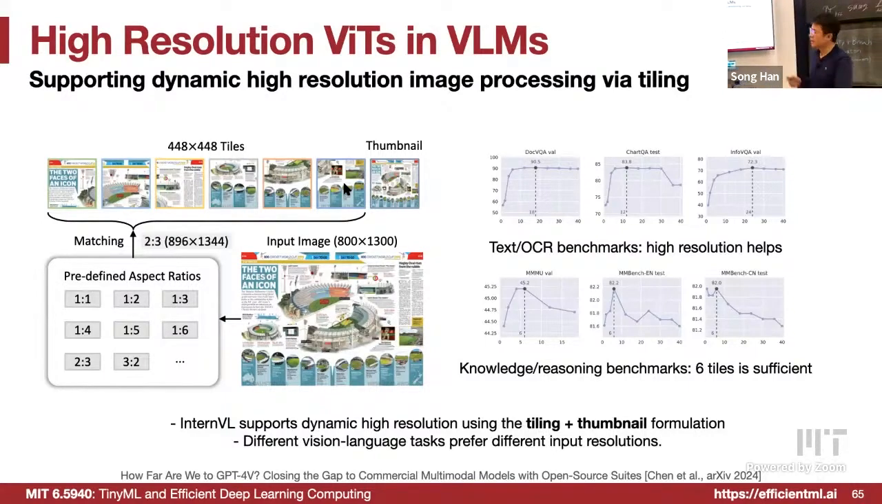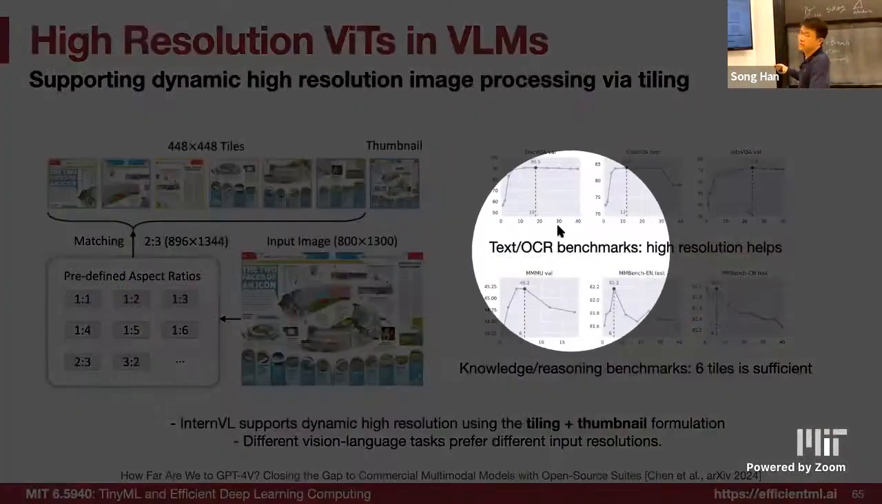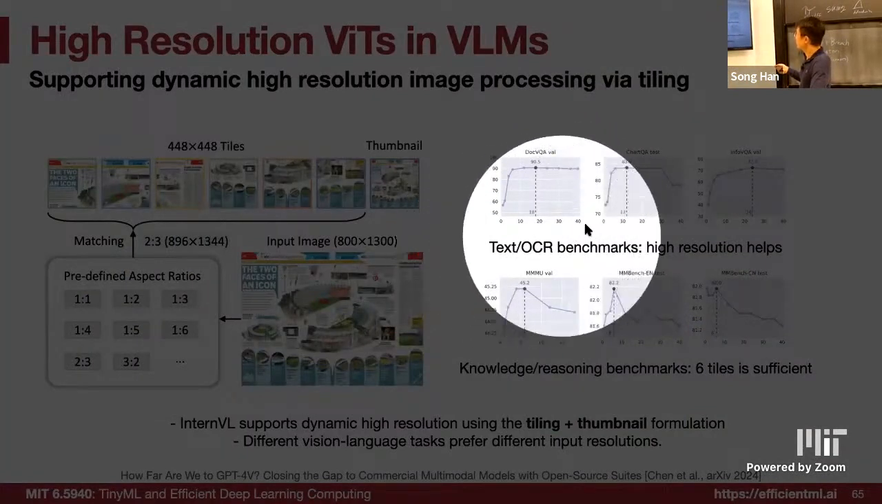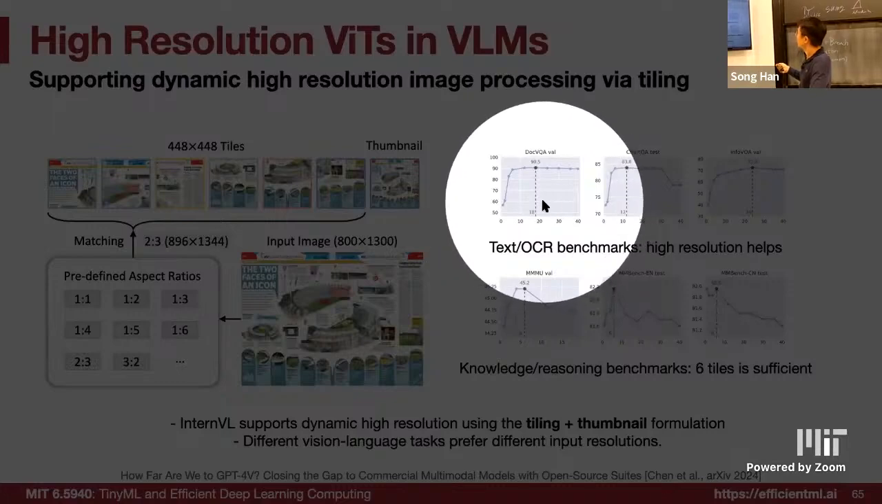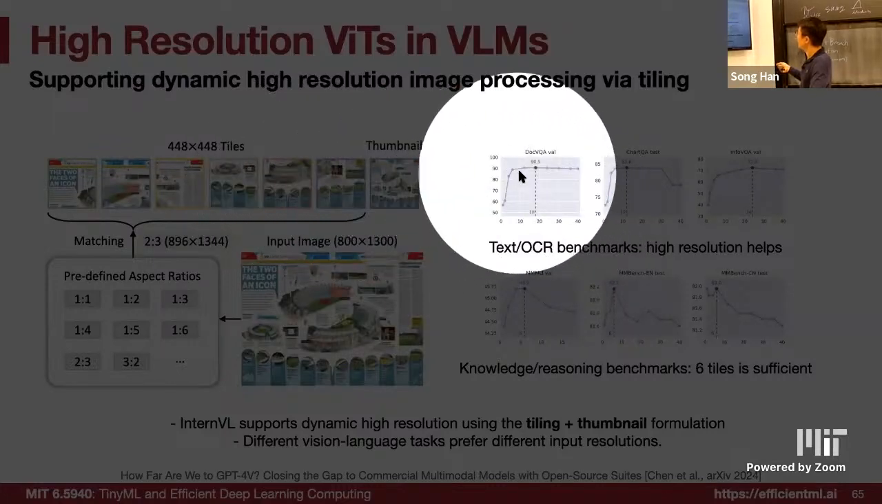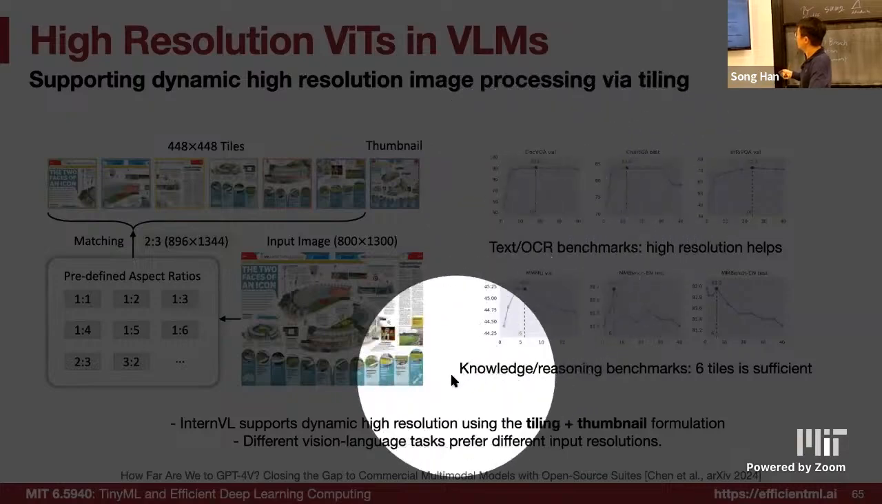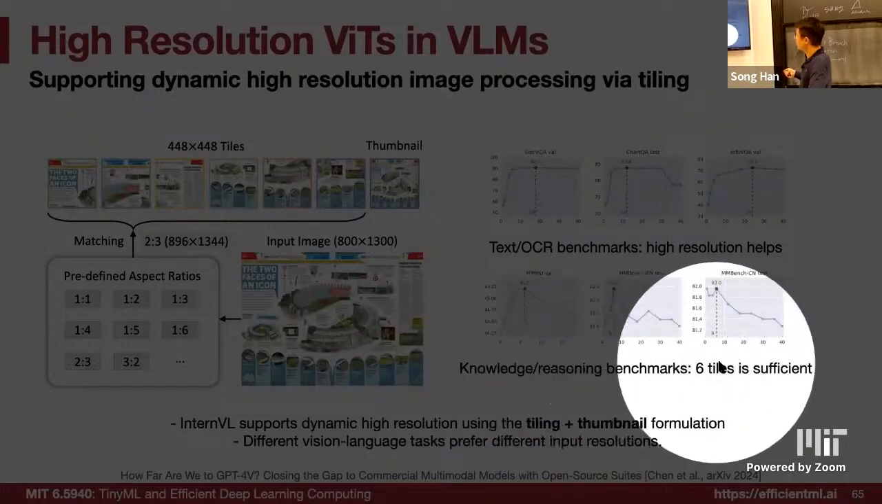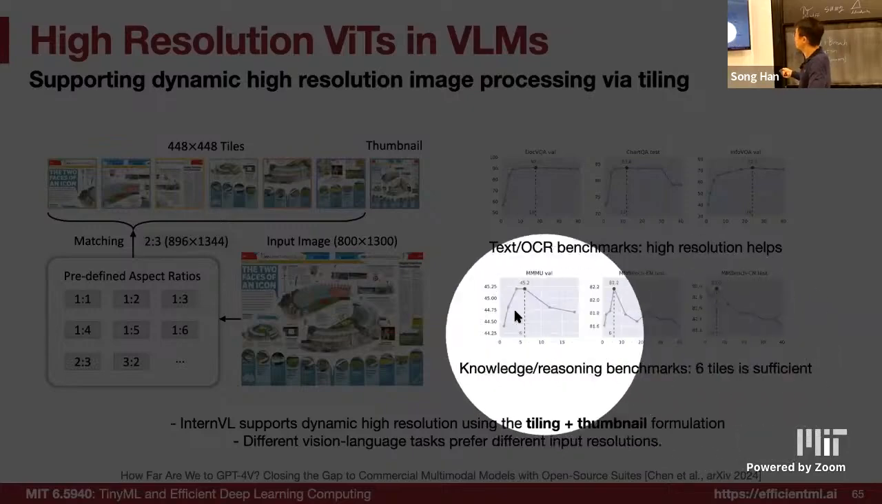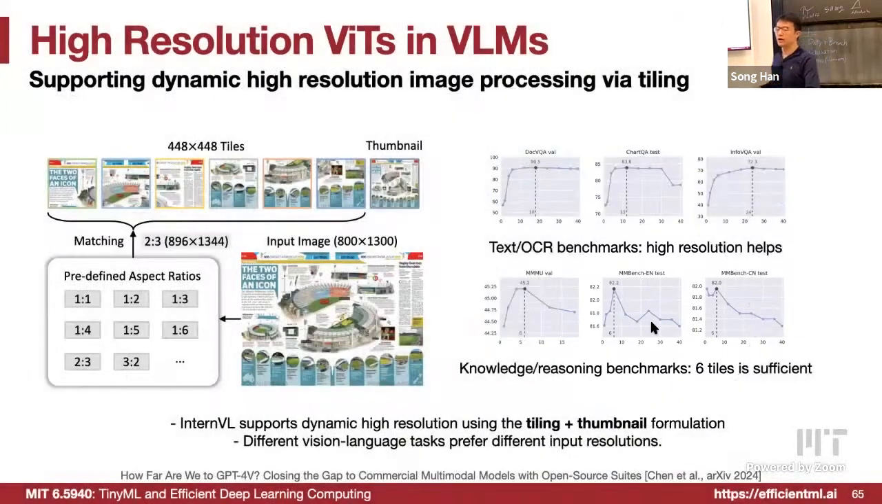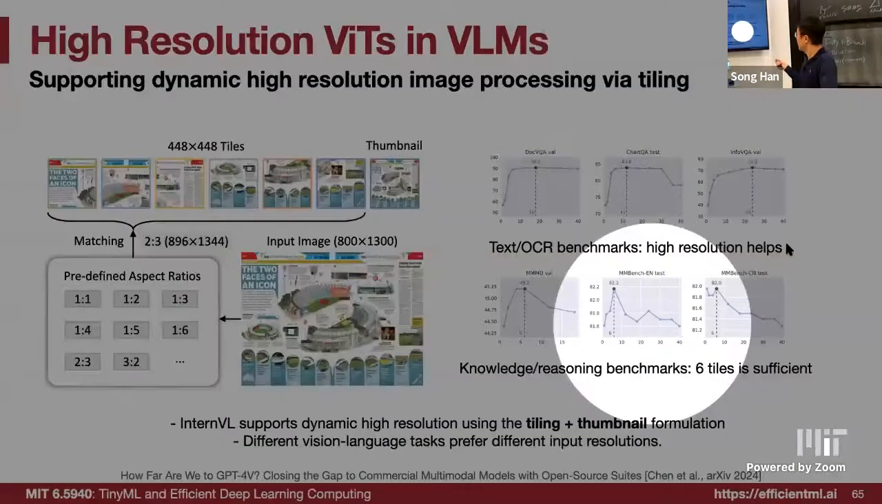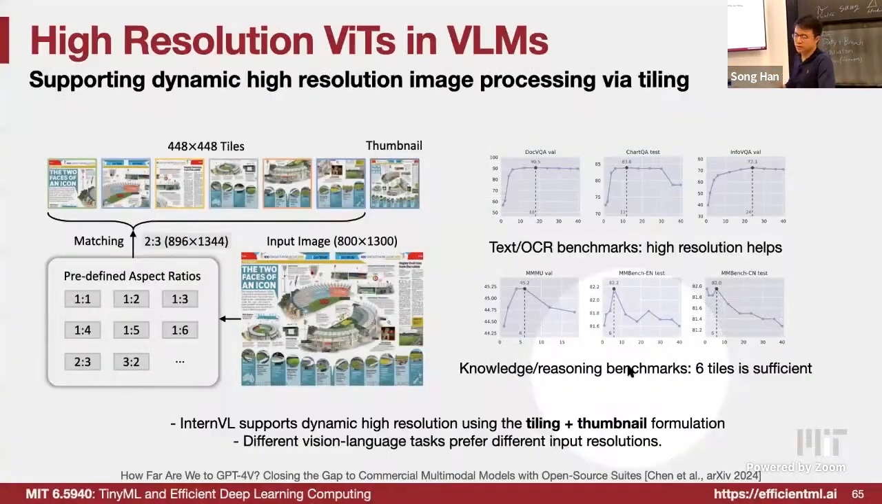Now one image becomes multiple images, and we can process them one by one by concatenating the tokens. Interestingly, we find different benchmarks have different results. For text and OCR benchmarks, high resolution helps a lot: as we increase the resolution, the number of patches, the number of tiles, the accuracy is pretty high. For some tasks like knowledge and reasoning benchmarks, 6 tiles is sufficient. If you have more tiles, the accuracy is actually going to drop. So not necessarily the more tiles, the better. It depends on the task. For text and OCR tasks, high resolution is very helpful, but for knowledge and reasoning tasks, roughly 6 tiles is the peak.